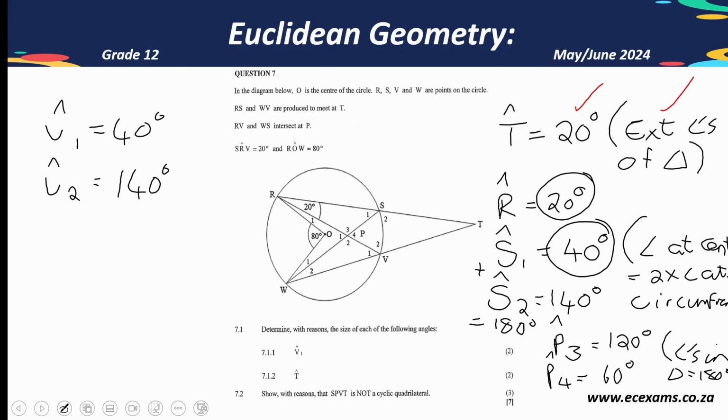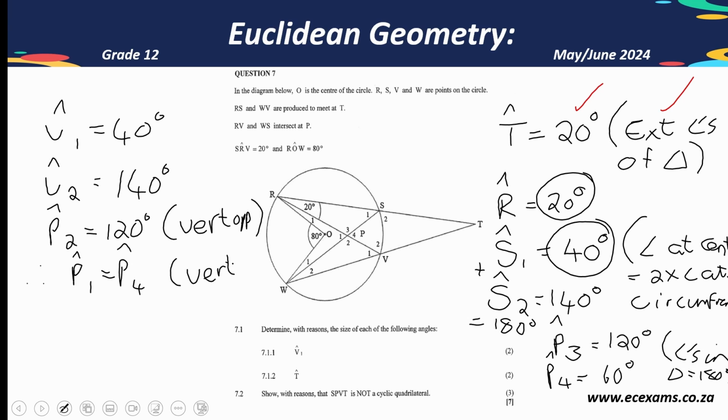Okay, right, let's get back into the question and let's quickly get it out and let's solve it. We know that angle P3, we said, was 120. Therefore, angle P2 is also 120. Why? Vertically opposite angles. Therefore, P1 and P are equal to P4. They are also vertically opposite.